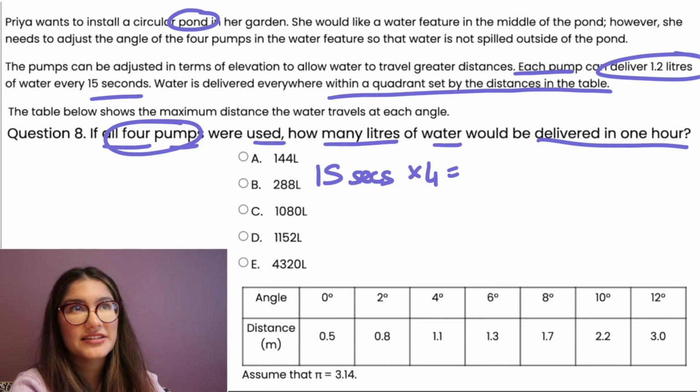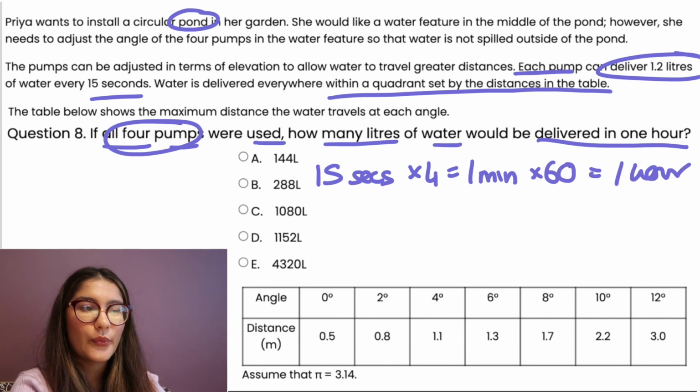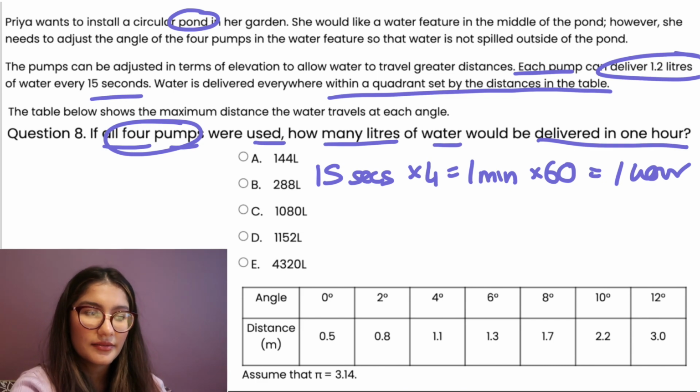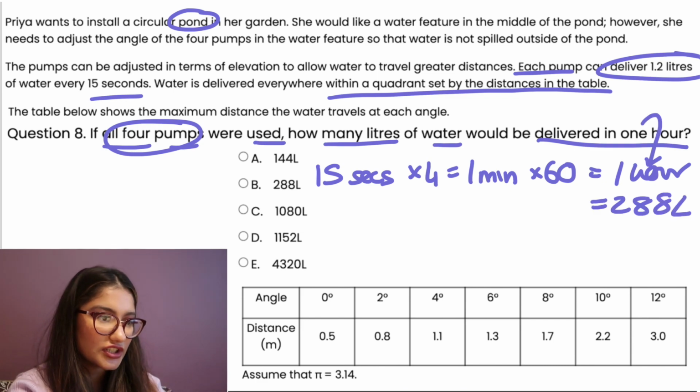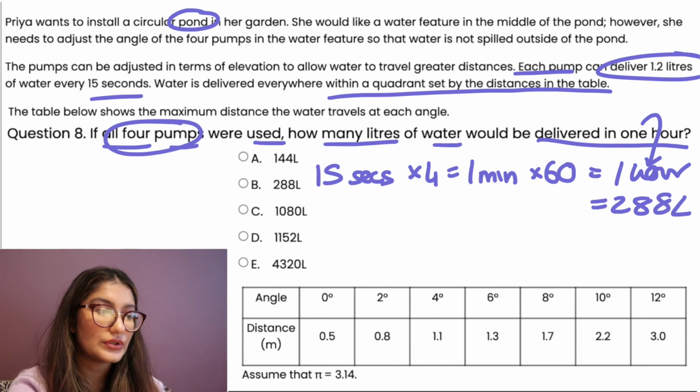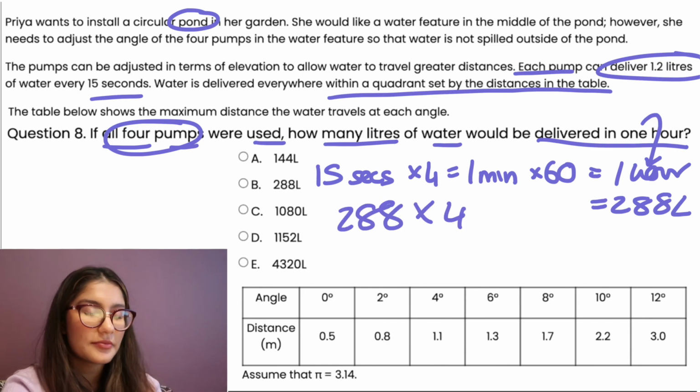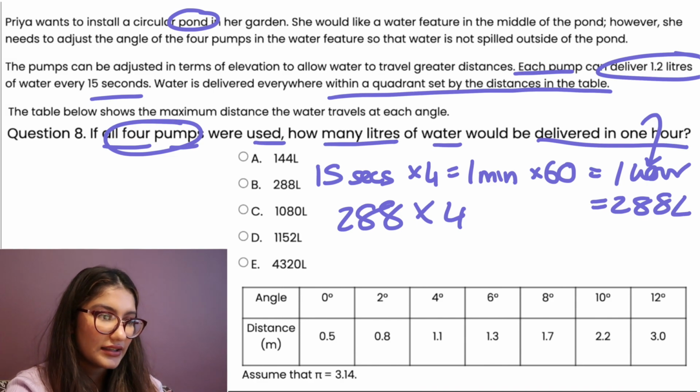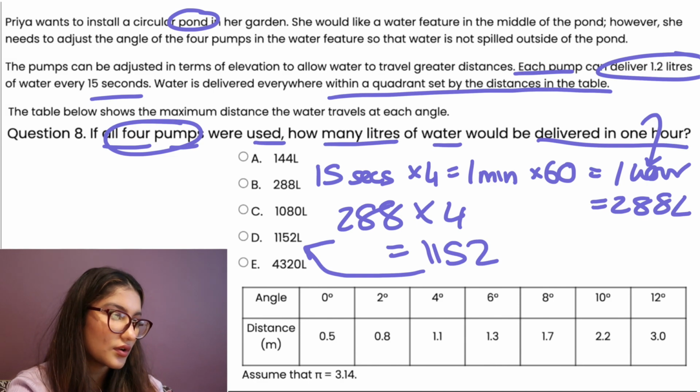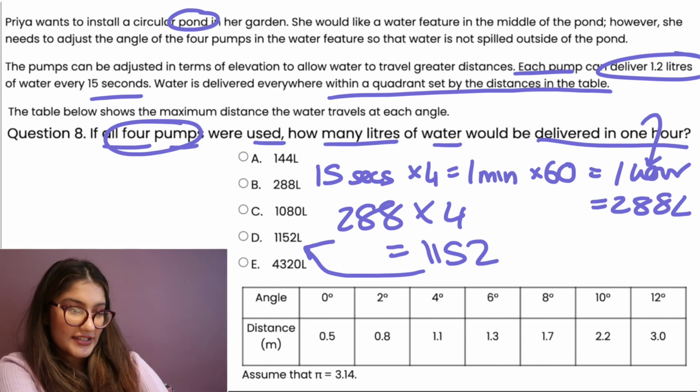And then if we times that by 60, you can get what it is in an hour, because that's the unit that's used in the question. And so that gives you 288 liters, and then if you times that by 4, you get 4 pumps, and then that answer is 1152, which is D. So that is the answer.